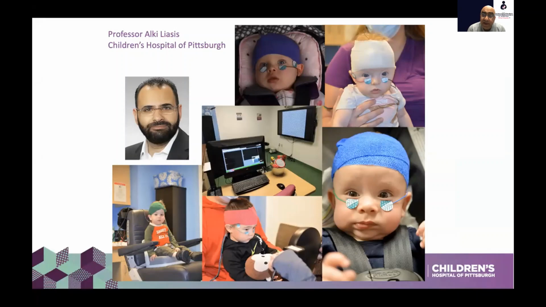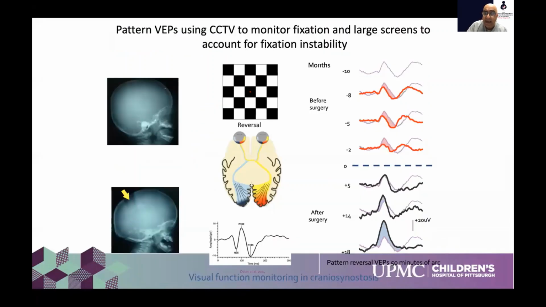All of these children, you see these babies, they are having electroretinograms done without being put to sleep. And this is important to understand. We also do visual evoked potentials.